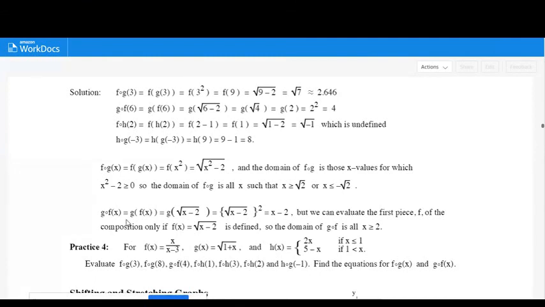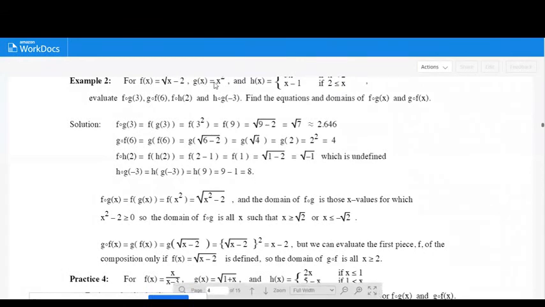For g of f of x naman, so f of x first, so that is square root of x minus 2. For g, yung g of x is x squared. So ito, x squared. So here, we have square root of x minus 2, squared. So matatanggal na yung square root na yan dyan since magiging 1 na yung power niya.